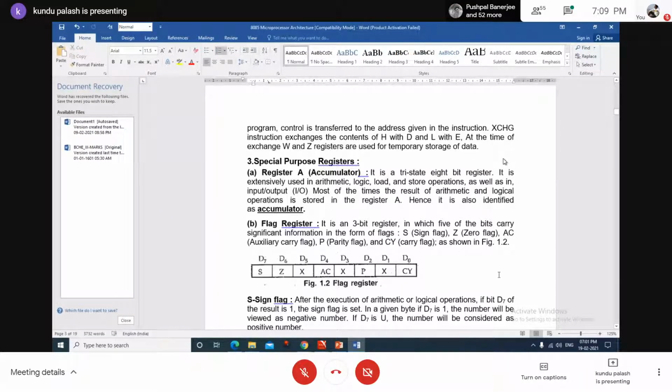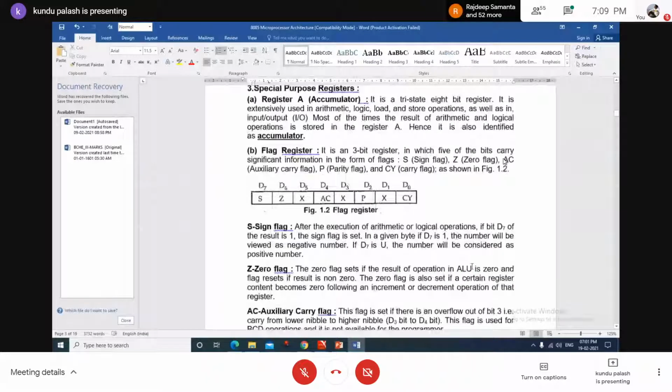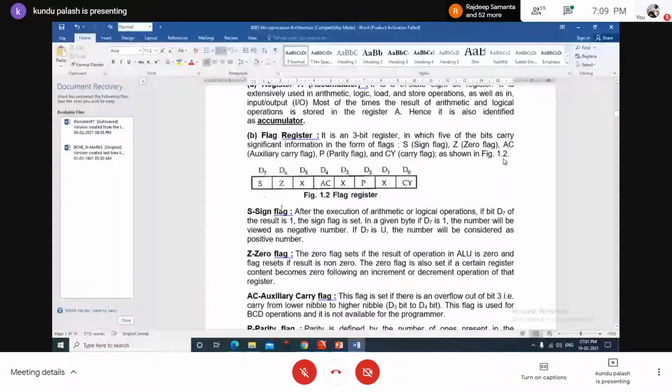Under program control, with the help of a separate instruction, the programmer or the user can access the status of the flag register individually. So the description is like that. After execution of the arithmetic or logical operation, if the D7 bit results 1, we mean the sign flag is set. In a given byte, if the D7 is 1, the number will be viewed as a negative number.